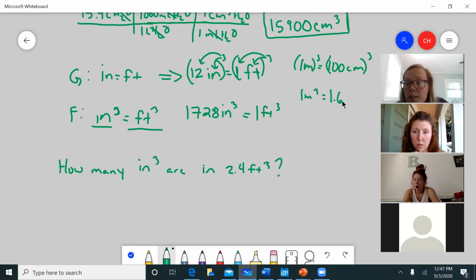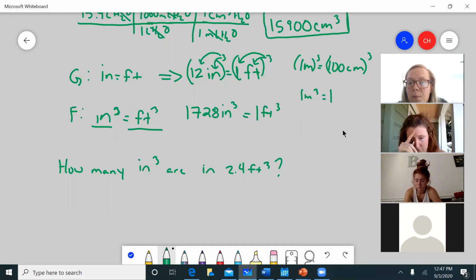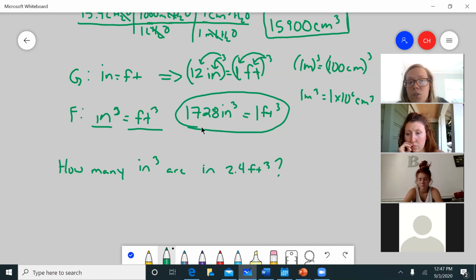So 1 times 10 to the 6 centimeters cubed, okay? So now we can go back to this problem here that said, how many inches cubed are in 2.4 cubic feet? We can use this conversion factor now.